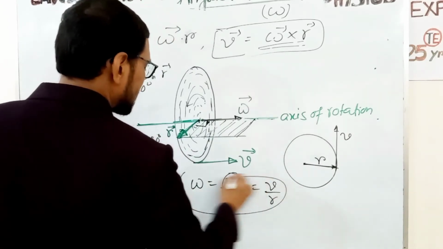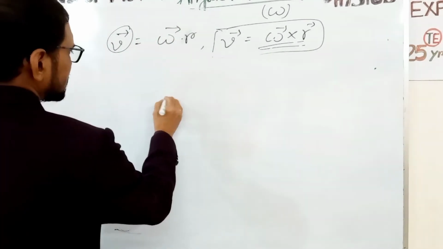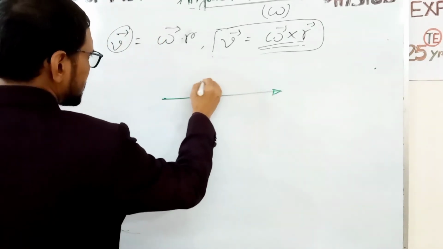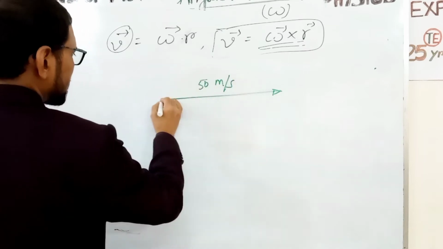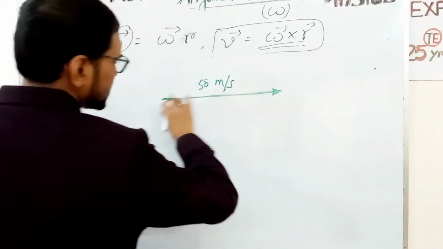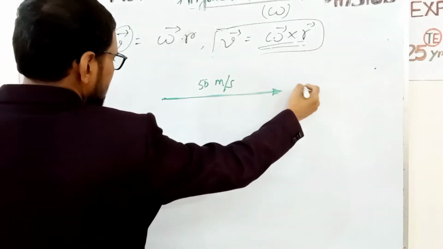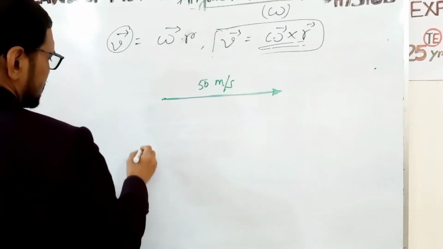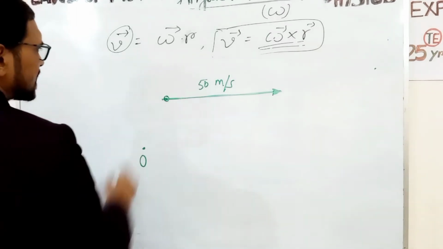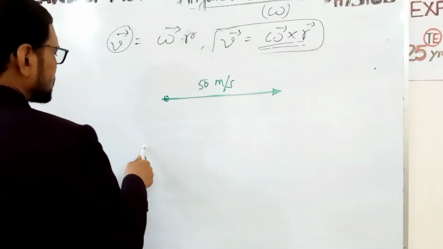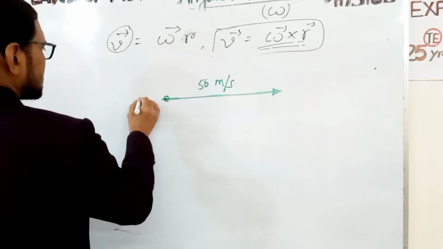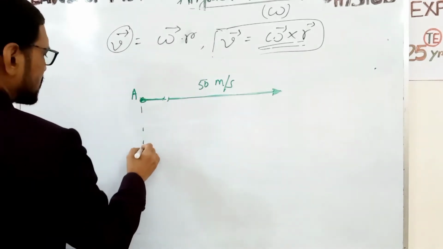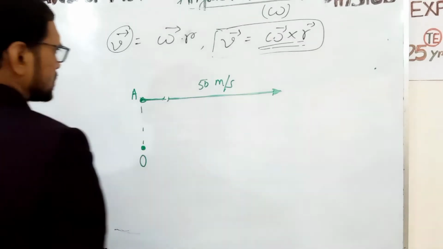But for any other type of motion, suppose a particle moves with linear speed 50 meters per second along the horizontal direction, that is towards the x-axis. Now suppose an origin is present, and a man observes the motion of the particle. When the particle is here, what is the angular velocity about the point O?